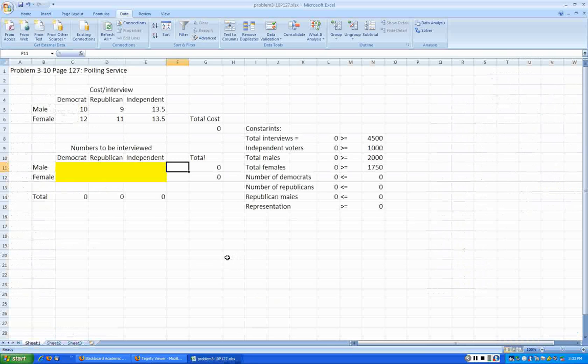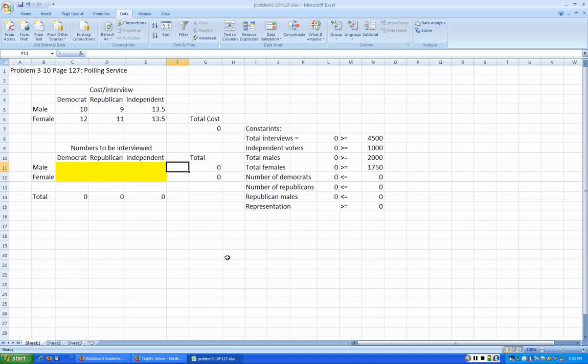Okay, folks, let's look at problem 310 on page 127. It's about the polling service. Here they want to interview Democrats, Republicans, and Independents, both male and female.